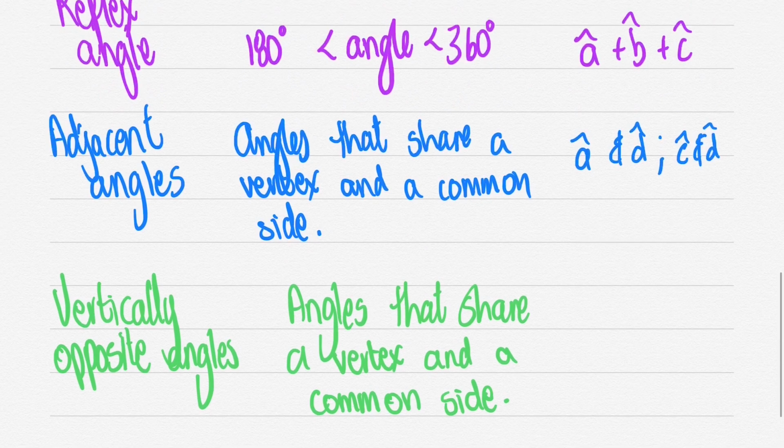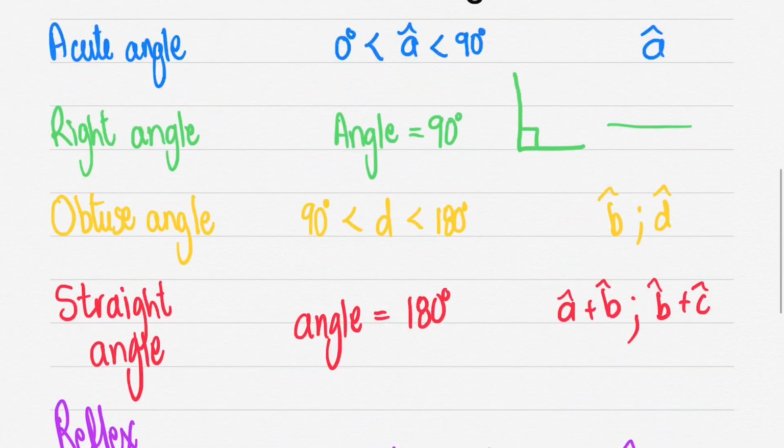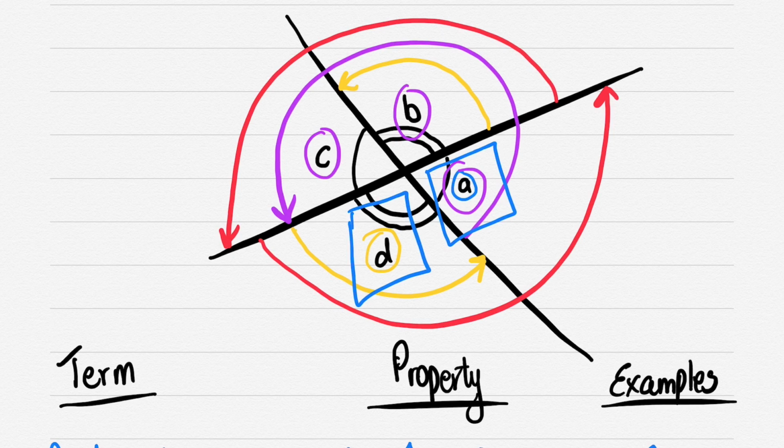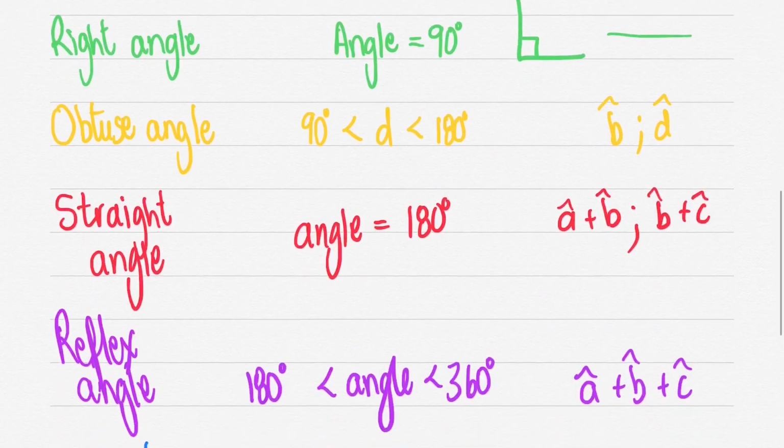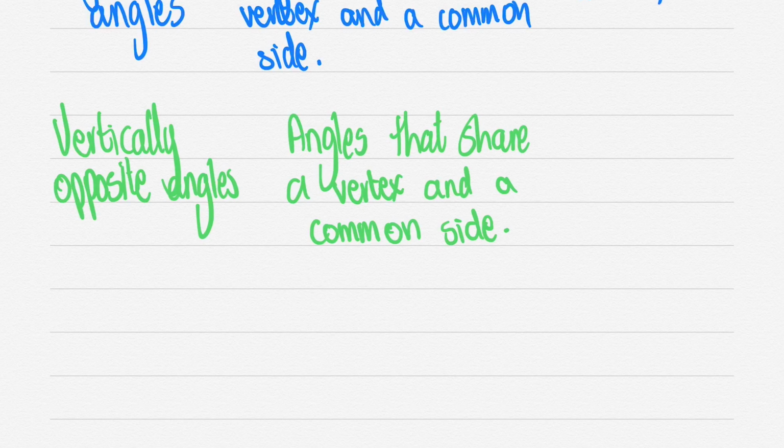So it's much the same in terms of definition as the adjacent angle. However, they need to be vertically opposite each other. So as you see, you've got A and C, and then you'll have D and B. They share a common vertex and they share a common side. There we have it. We have A is equal to C, and we have B is equal to D. Notice that I have not stopped putting little hats on the letters to illustrate the fact that these are angles.